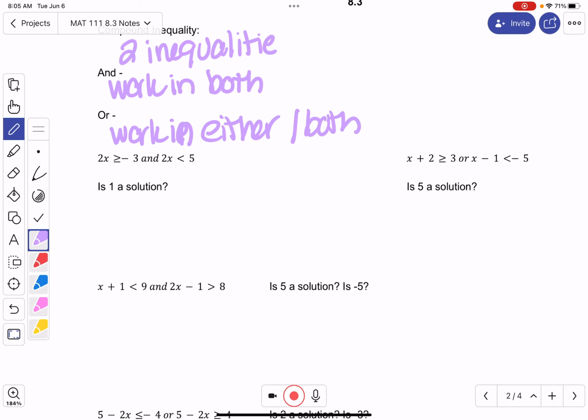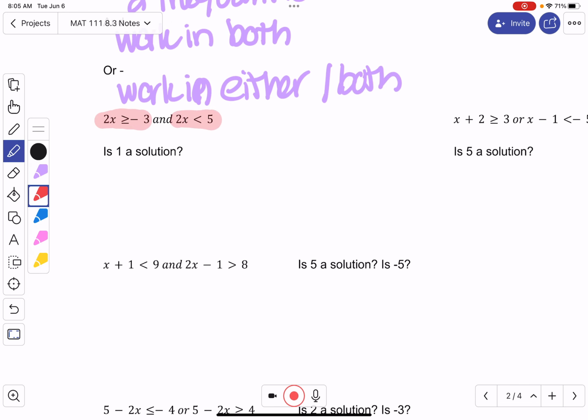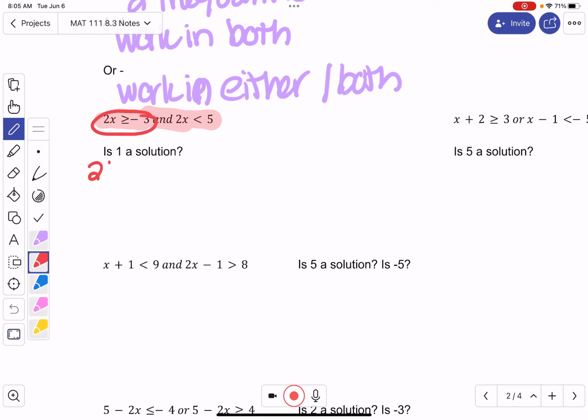For example, here is 2x greater than -3 and 2x minus 5 less than 5. So that, with the "and," is our compound inequality. Now we're going to test if 1 is a solution. We plug it into the first one. 2 times 1 is 2. Is 2 greater than -3? Yes, so it works in the first one.